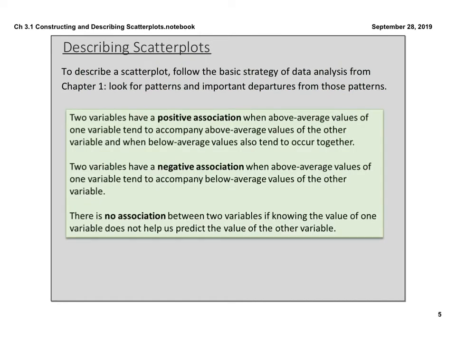All right, so let's talk about how we would describe scatter plots, and then we're going to get into actually doing one on our calculator. So to describe a scatter plot, follow the basic strategy of data analysis from chapter 1. We're going to look for patterns. We're going to look for important departures of the patterns. We're going to talk about whether the relationship is positive or negative. We're going to talk about how strong it is. Is it a strong relationship? Is it a weak relationship? There may be no association. It may be too hard to tell. The relationship between the two variables may be so weak that it's too hard for us to even tell if there is an association at all. So our same things that we would talk about with one data set, we're still going to be talking about with two variables.